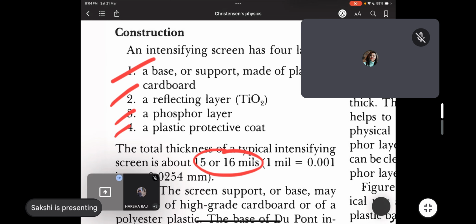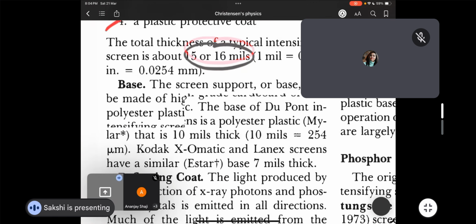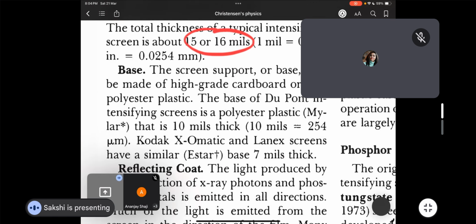Yes, ma'am. Okay. So the base is obviously the base on which you will paint the emulsion. So support system you can say, and why are we using high grade cardboard, or maybe high grade polyester plastic? So that it does not get broken down or some damage happens. It must not be very sensitive.